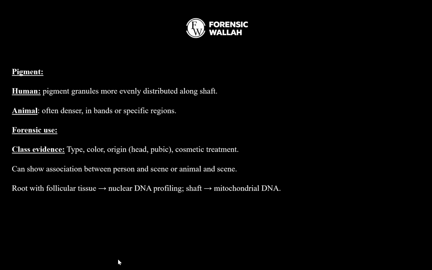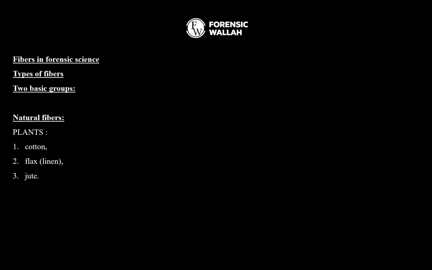And one more thing is that hair will have follicular tissue. When you pull out the hair, at the ending of the hair you have a follicular tag. This will be helpful in doing nuclear DNA profiling. The root tissue is used for nuclear DNA profiling, and the shaft region is for mitochondrial DNA. So mainly for paternity and maternity testing, you can utilize the different parts of the hair.